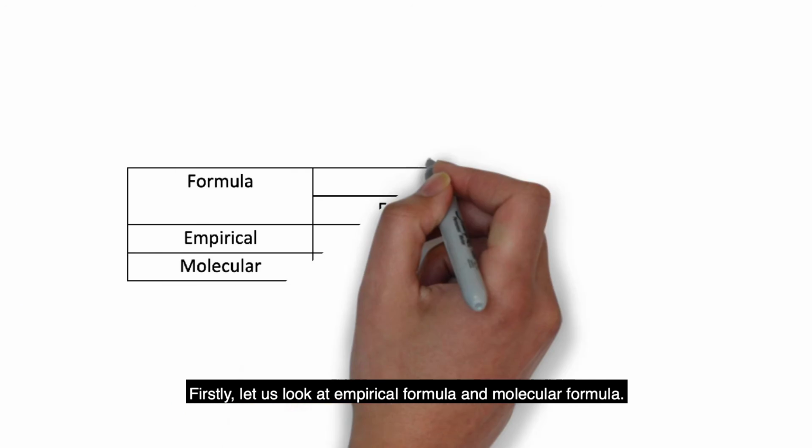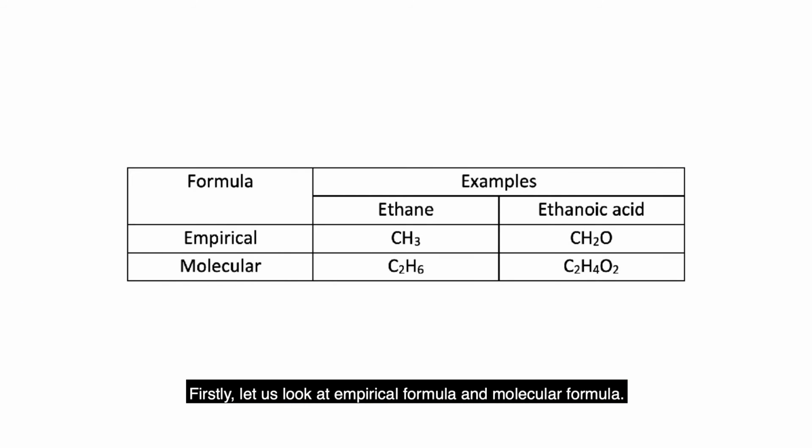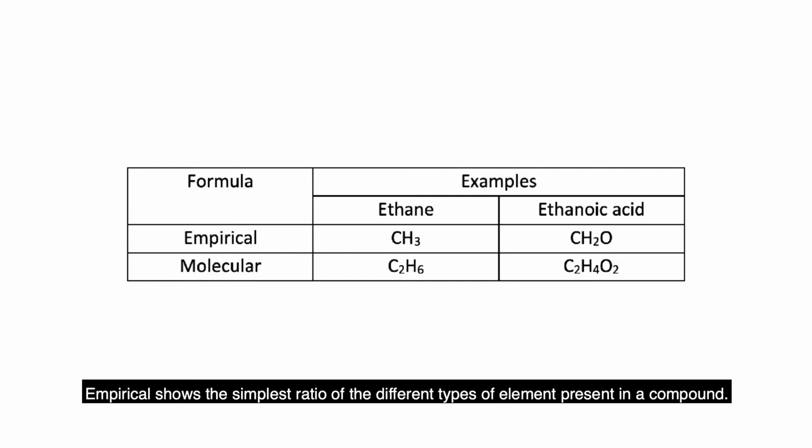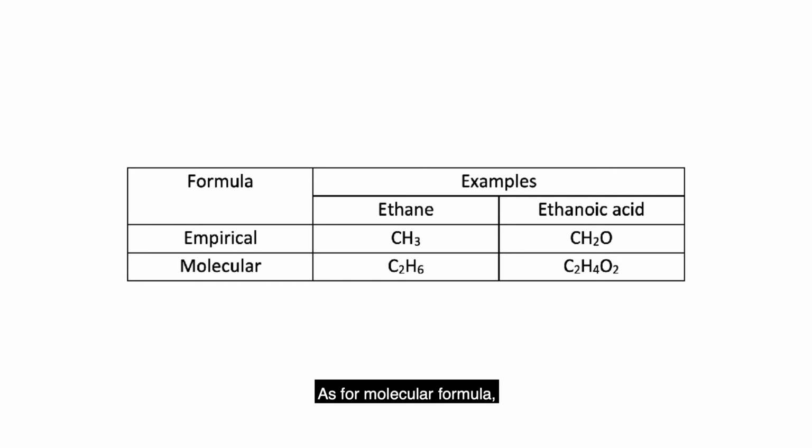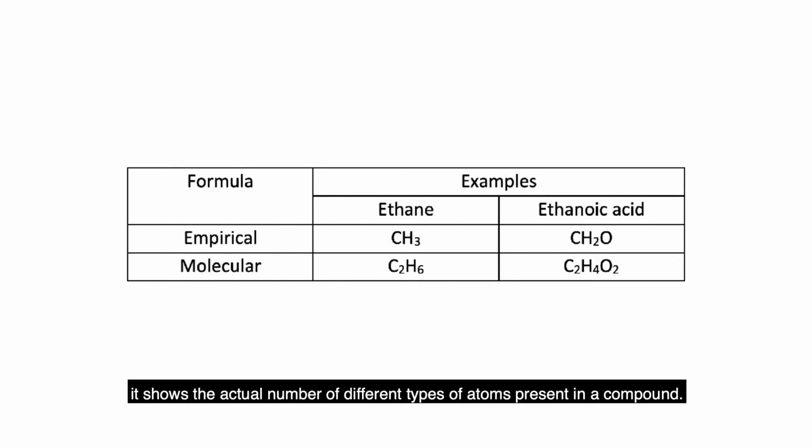Firstly, let us look at empirical formula and molecular formula. Empirical shows the simplest ratio of the different types of elements present in a compound. As for molecular formula, it shows the actual number of different types of atoms present in a compound.